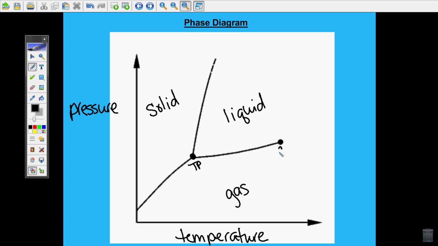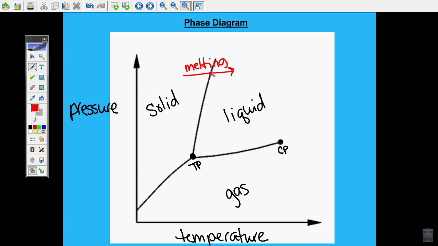This here is the critical point, at which point a liquid will turn into a gas. No matter what you do, increase the pressure, increase the temperature, it's going to become a gas. Phase diagrams also indicate phase changes. So if I'm going from a solid to a liquid, I'm melting.